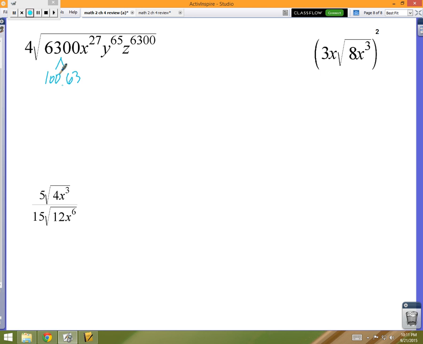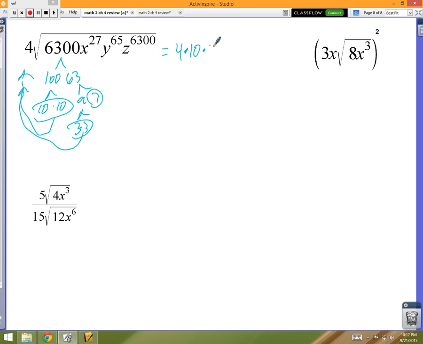Okay, 100, that's a perfect square. That is 10 times 10. So there's a pair of 10s that come out. 63 is 9 times 7. And 9, there's my perfect square. That's going to be 3 times 3. There's a pair of 3's. And then what's left is this 7. So 10 is coming out and 3 is coming out. So on the outside you've got 4, times the 10, times the 3. And the number that's left inside is the 7.